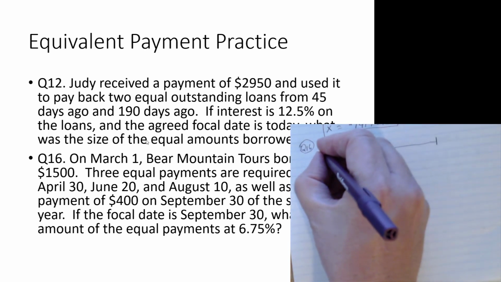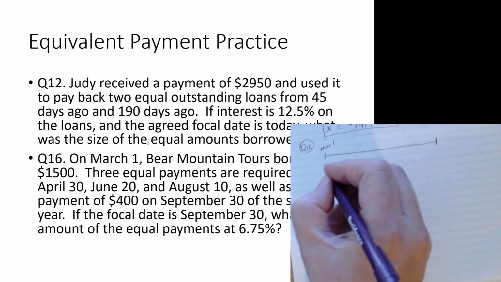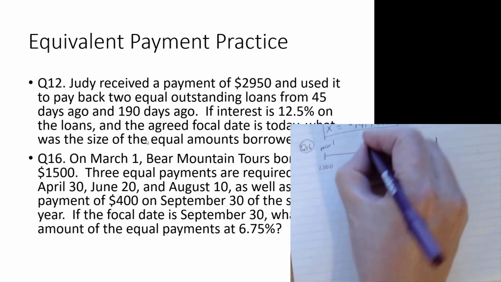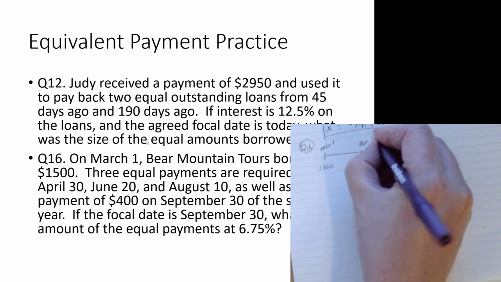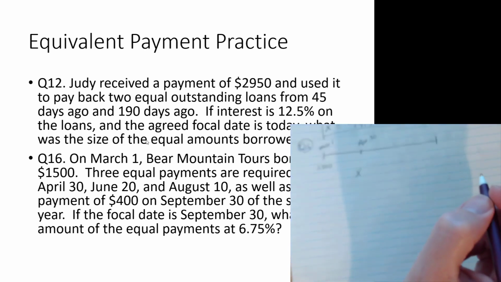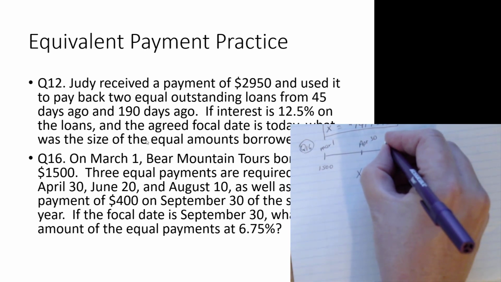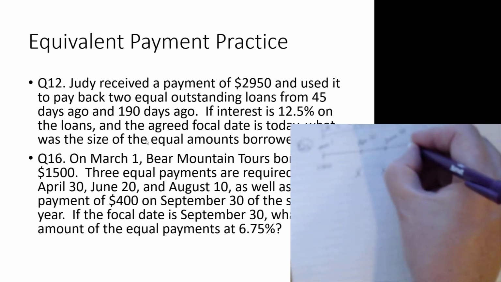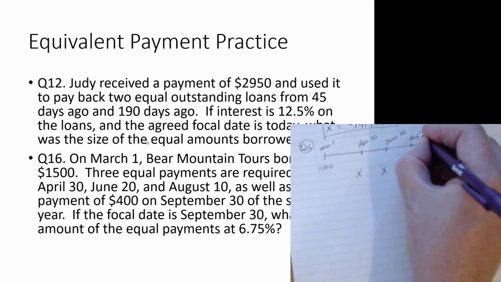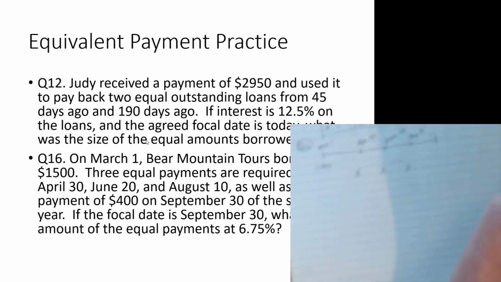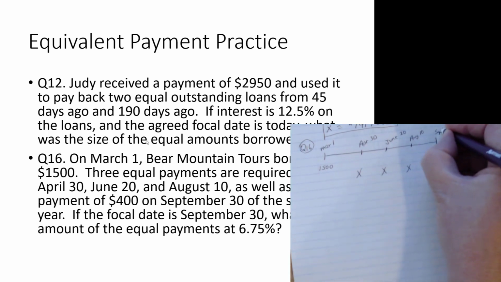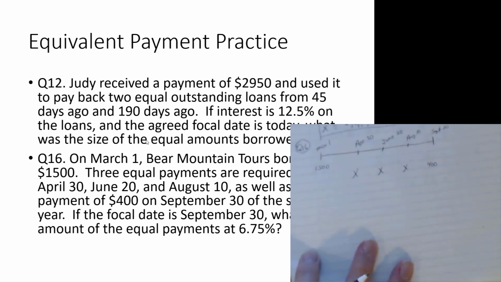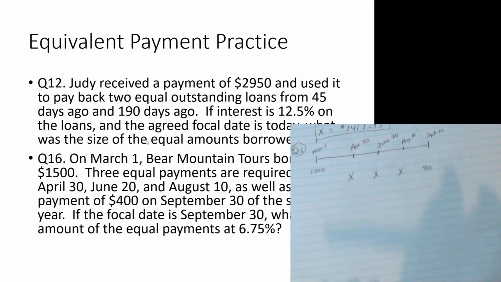Very important first step. So on March the 1st, they borrowed $1,500. Now they're going to make their first payment on April the 30th, and that's a payment of X. We don't know how much that is. They're going to make another payment on June the 20th, and again, another X. August the 10th, yet another payment, and another X. Ooh, 3 strikes, you're out. And on September the 30th, they make a payment of $400. So lots of stuff happening with that particular problem.